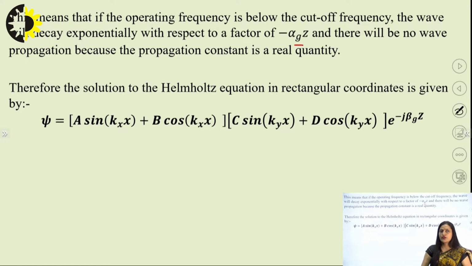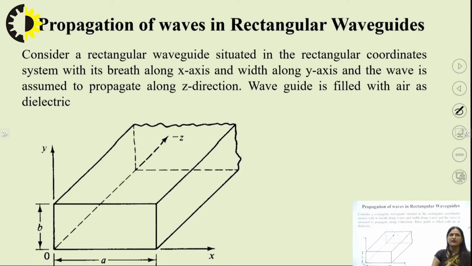So therefore the solution of the wave equation in rectangular coordinates is psi equal to (A sin kx x plus B cos kx x) into (C sin ky y plus D cos ky y) e to the power minus j beta z. So this is the final wave equation for a rectangular waveguide. Now we will discuss the propagation of waves in a rectangular waveguide. It means how the microwave signals travel through a rectangular waveguide.